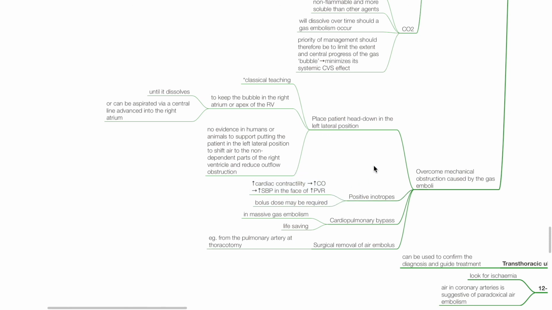Positive inotropes increase cardiac contractility, cardiac output, and systolic blood pressure in the face of increased pulmonary vascular resistance. A bolus dose may be required. Cardiopulmonary bypass is life-saving, especially in massive gas embolism. Surgical removal of gas embolism may be possible, for example, directly from the pulmonary artery at thoracotomy.